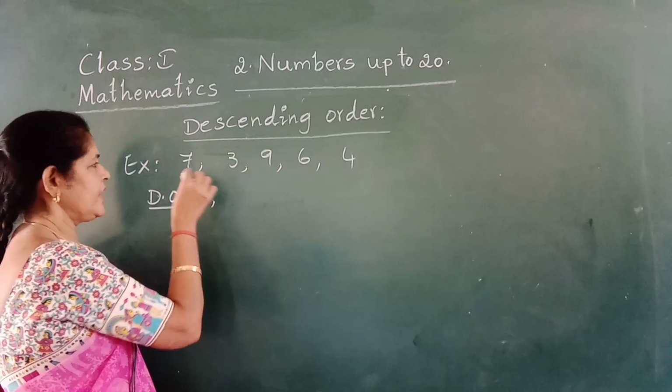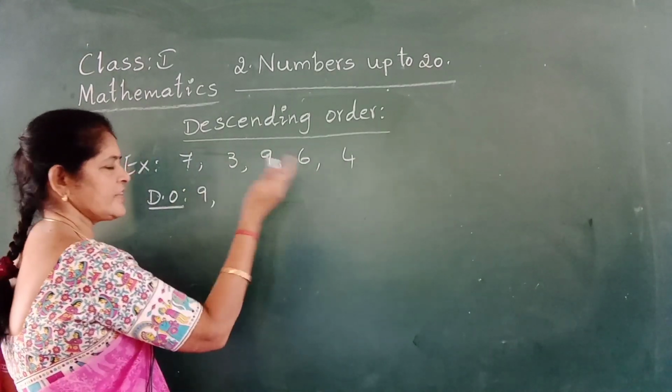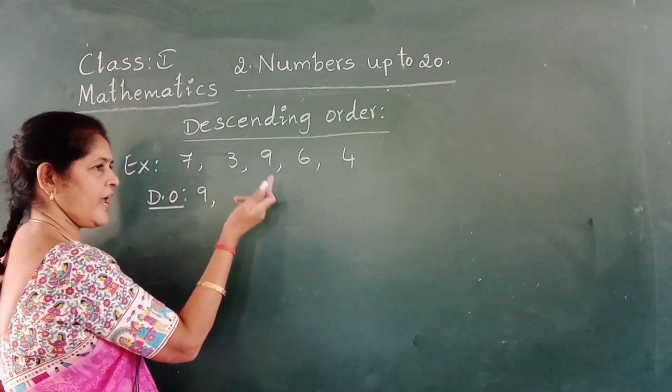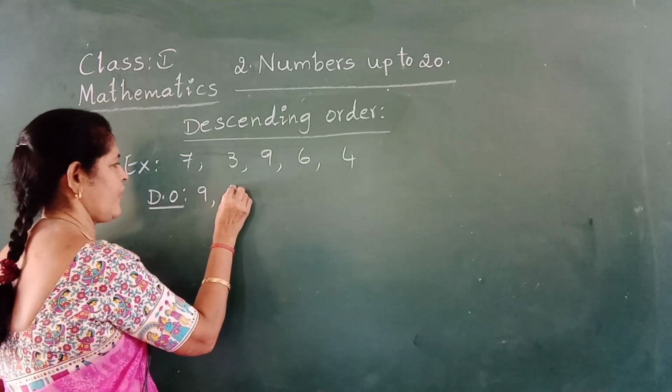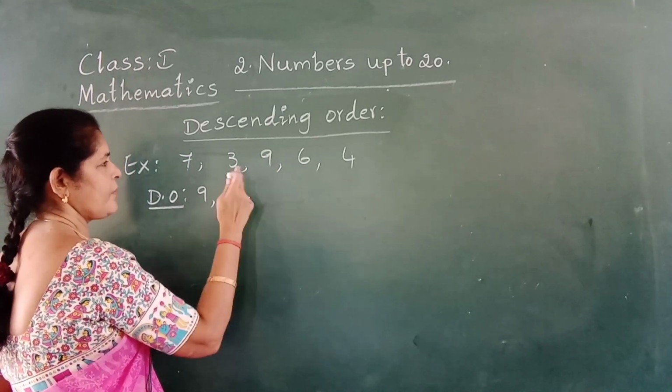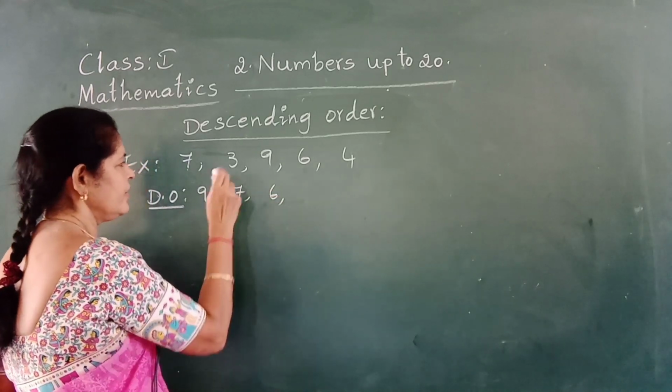Now go through remaining numbers. 7, 3, 6, 4. Now which number comes? Which is big? 7, 6, 4, 3. 7. Very good. Go through next numbers. 3, 6, 4. Yes, 6. Very good. Next 4.